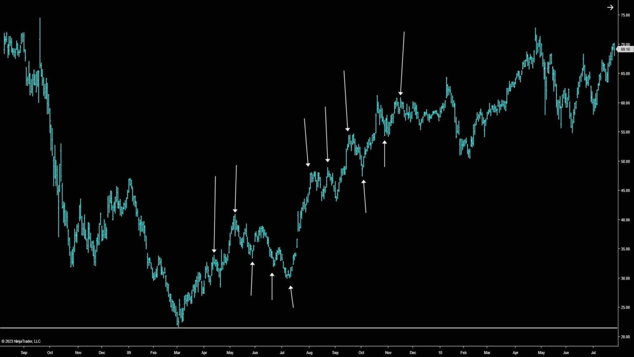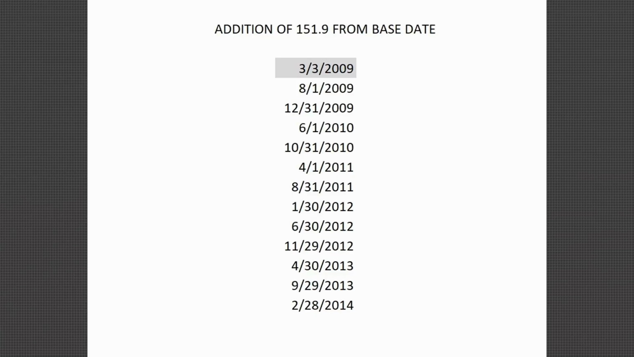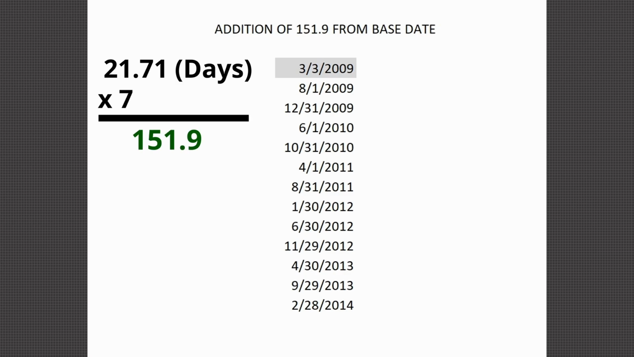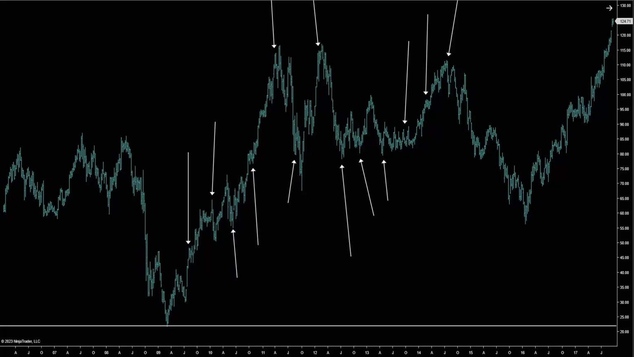All right. Now, we've taken a look at the daily. Let's take a look at the weekly. Again, you take 21.71 days and you multiply it by 7 because there's 7 days in a week. You get 151.9. So here, 21.71 weeks were added to the base. This gives us our dates for the monthly chart and the weekly chart and so on.